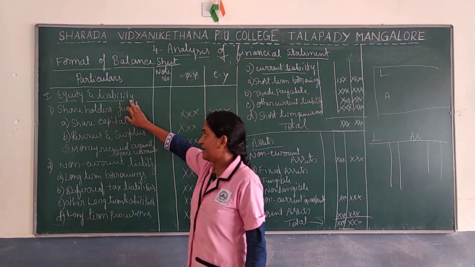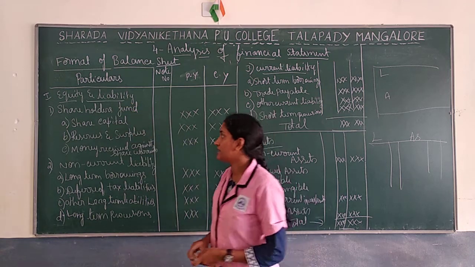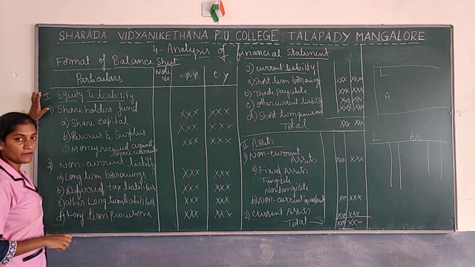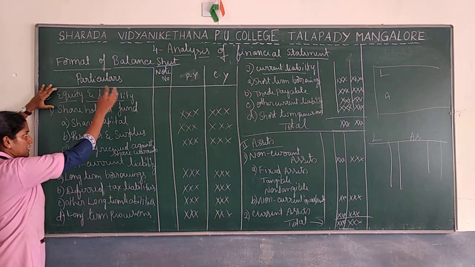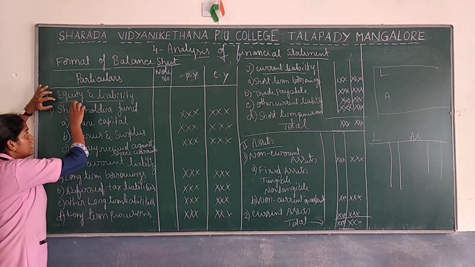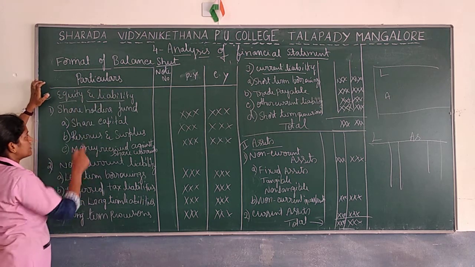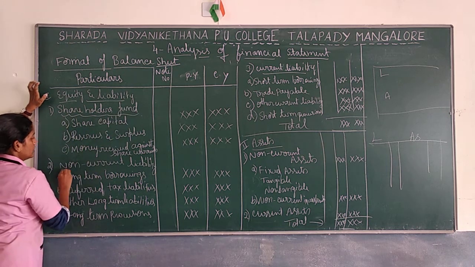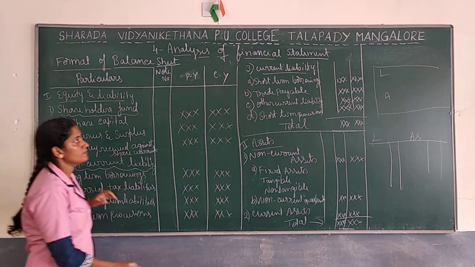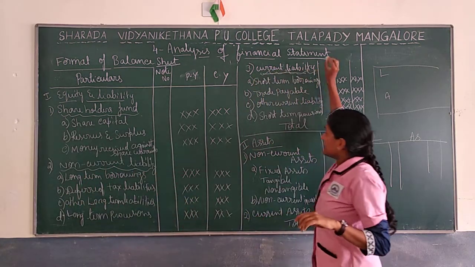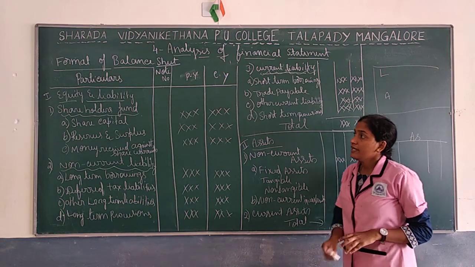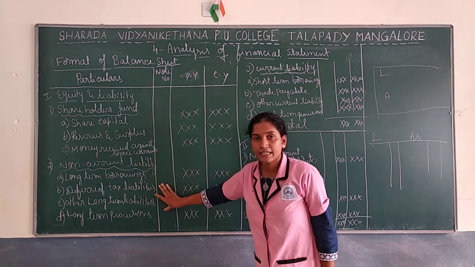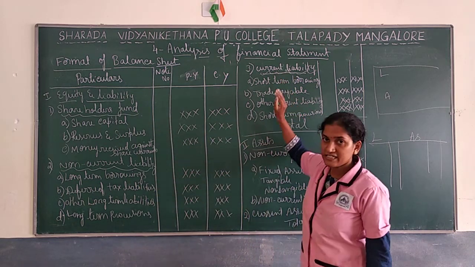Under the liability side, it is divided into 3 parts. Equity and liability: the first heading is the equity part and the liability part. In equity and liability there are 3 parts: shareholders fund, non-current liability and current liability.